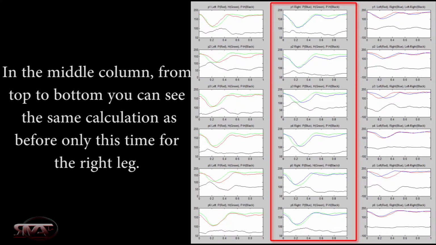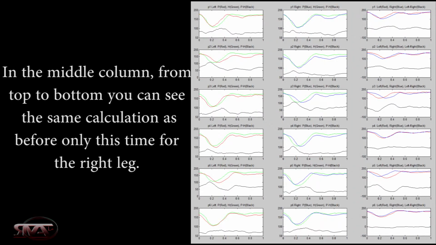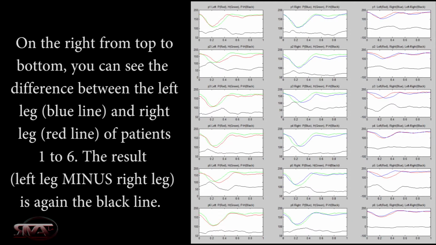In the middle, from top to bottom, you can see the same calculation as before, only this time for the right leg. Finally, on the right, from top to bottom, you can see the difference between the left leg, which is represented by the blue line, and the right leg, which is represented by the red line, of patients 1 to 6. The result, left leg minus right leg, is again the black line.